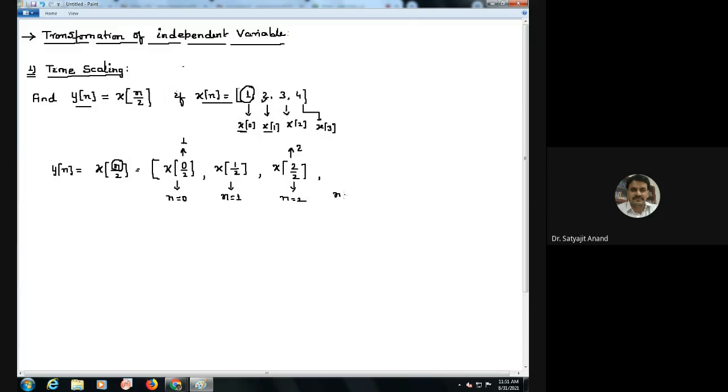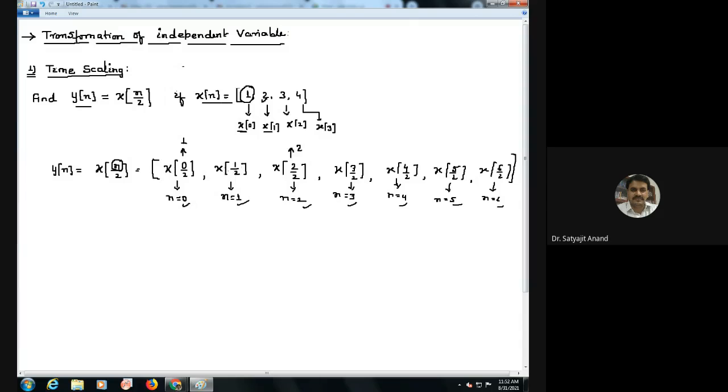Next, for n equal to 3, this gives you x of 3 by 2. Next, n equal to 4, you will get 4 by 2. Next, 5 by 2. N equal to 6, x of 6 by 2. Whatever value of n we are putting, we are putting an integer number, so these are valid numbers. There is no problem we have to consider.